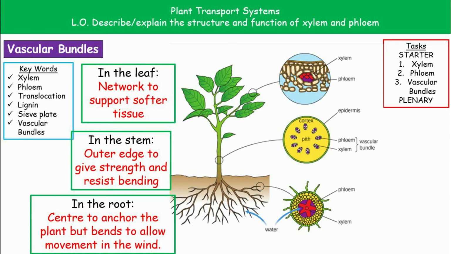Then the very bottom picture in our root, you can see it's in the very center there, and the whole purpose for that is it needs to be strong enough to hold the plant in the ground, but it needs to bend because otherwise if the wind blew and it didn't have that bend in it, it would just snap instantly. So what we need to do is have it in the center there to allow the movement in the wind of the plant and to anchor it into the ground. So make sure you've got those written in. I'll leave them up about another 30 seconds in case you need them.